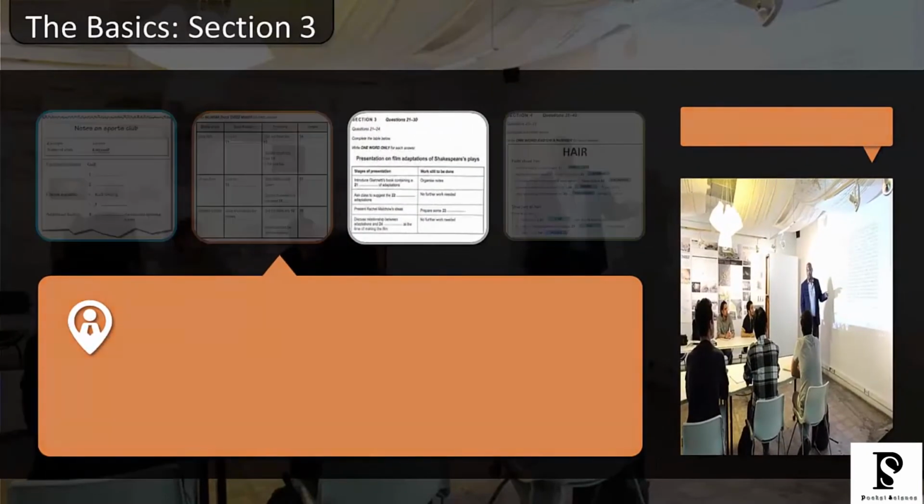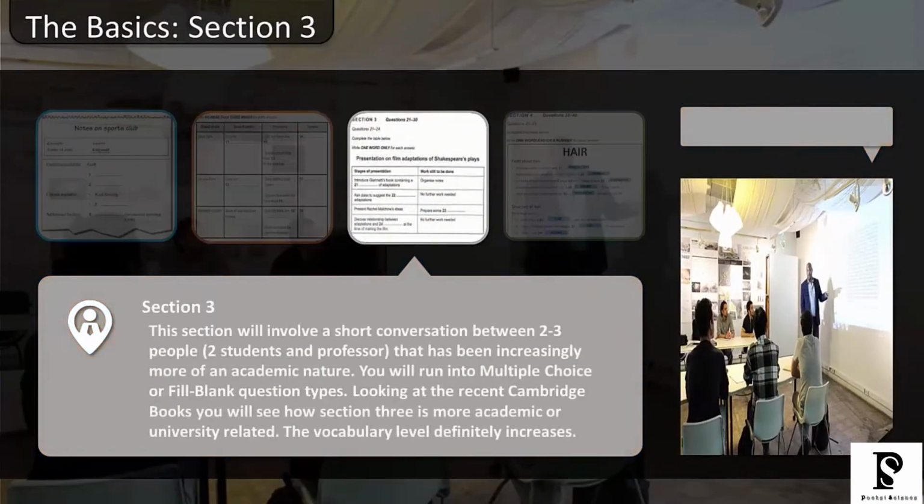All right, section number 3. Now, you notice that first we had a conversation, then a solo presentation. Now we're back to a conversation. The only difference is this time, most likely, the conversation is going to be between 2 to 3 people. More and more on the exam, this conversation has been between 3 people. Normally a student, 2 students, and a professor talking about some type of academic project that they're working on.